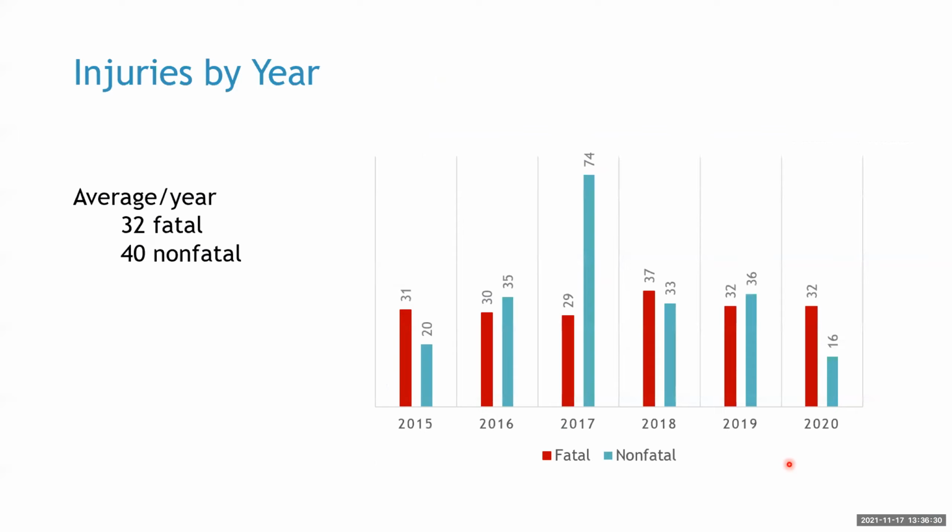When we look at the yearly changes of the injuries, the number of fatalities over the 6-year period was almost steady, with an average of 32 fatalities each year. We see a big variation in the number of non-fatal injuries. In 2017, there was a farm labor transportation related roadway crash, so because of that, we see the number of injured individuals higher than in the other years.